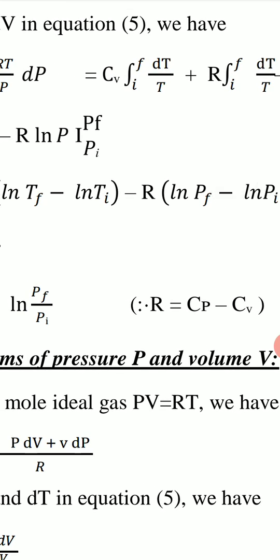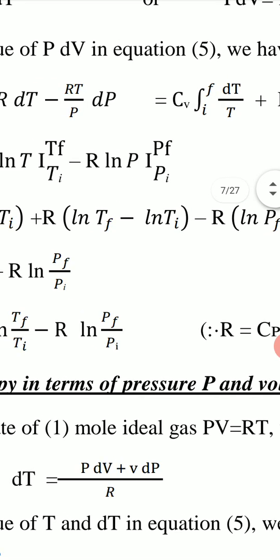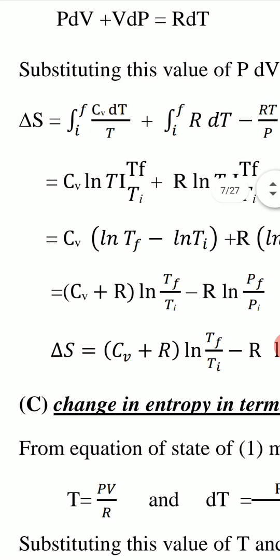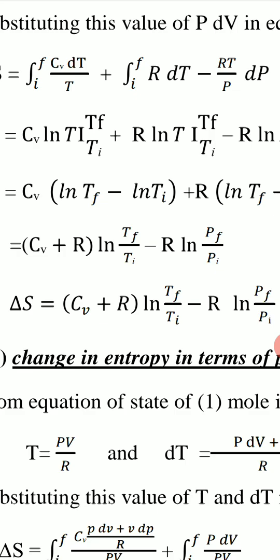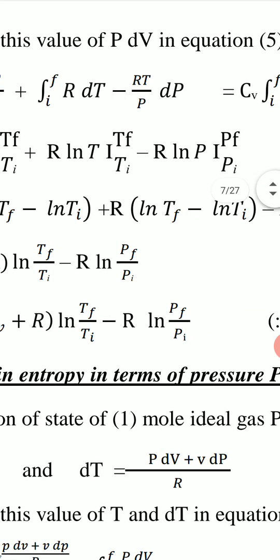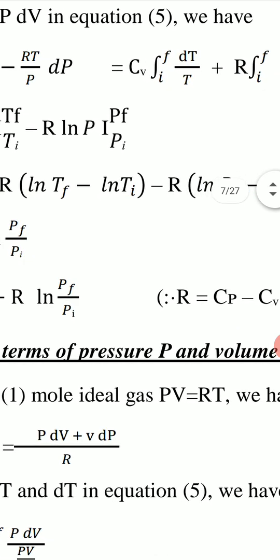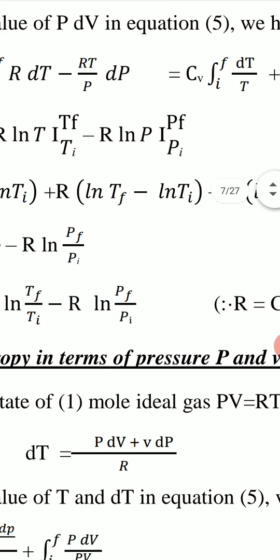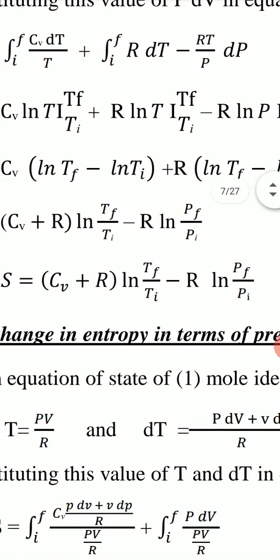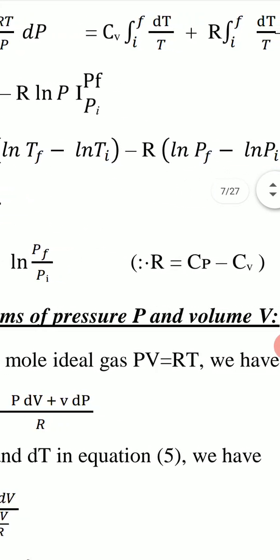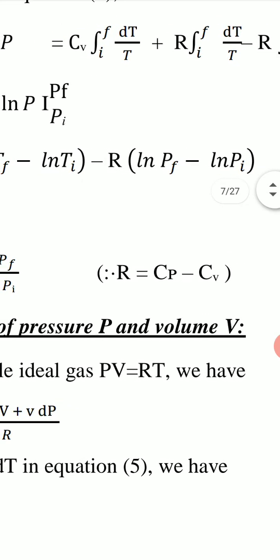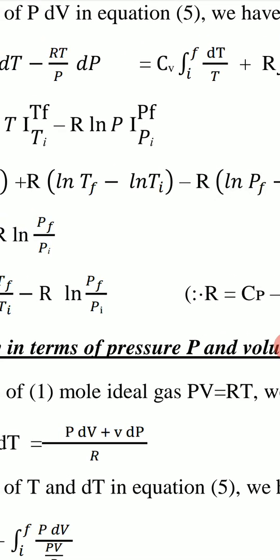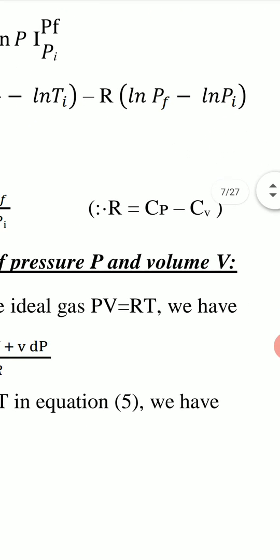Now we can integrate this. Integral dT upon T is log T, and if we put the limits Ti to Tf, we get log Tf minus log Ti. Similarly, in the second integral we have R log T and limits are Ti to Tf, which gives the second term as R log Tf minus log Ti. The third integral is minus R integral dP upon P, and this integral becomes log P, limits are Pi to Pf. So the third term becomes minus R log Pf minus log Pi.